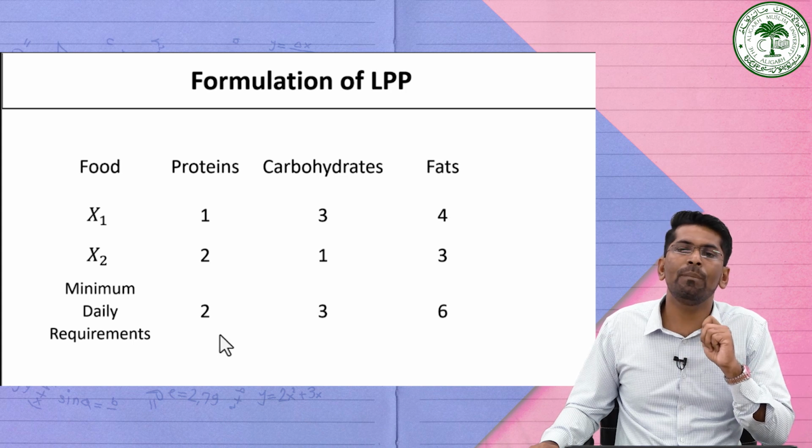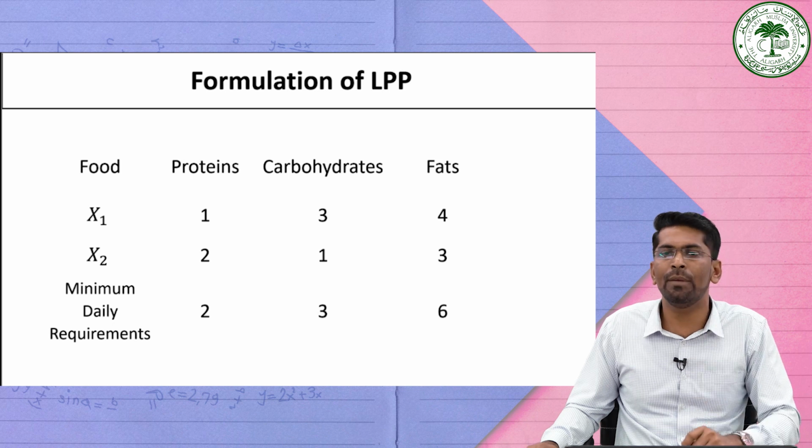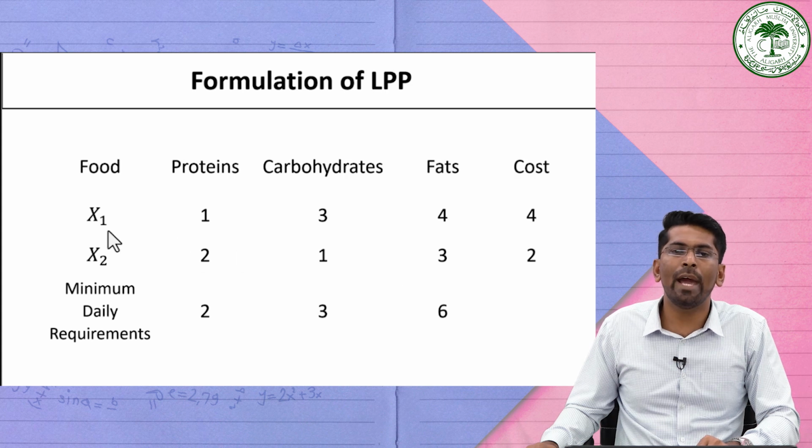At the same time, there is some other information given in the problem, that is the cost of food X1 and the cost of food X2. So I am also going to add here the cost of food X1, which is 4 rupees per kilogram, and the cost of food X2, which is 2 rupees per kilogram.